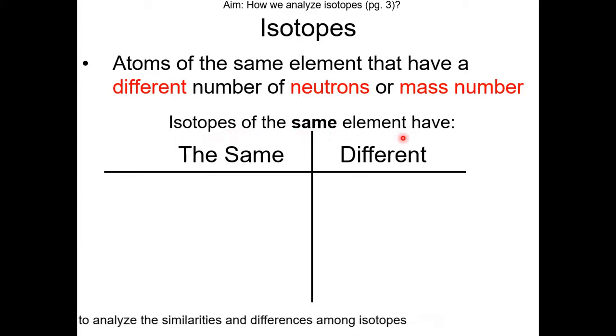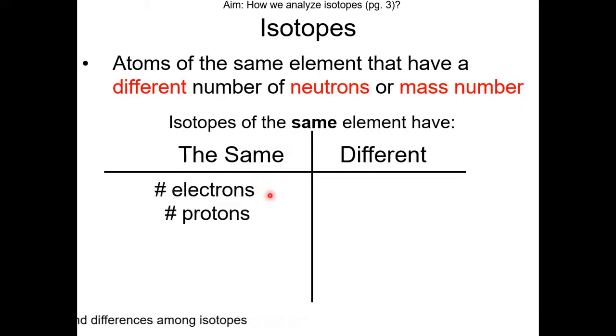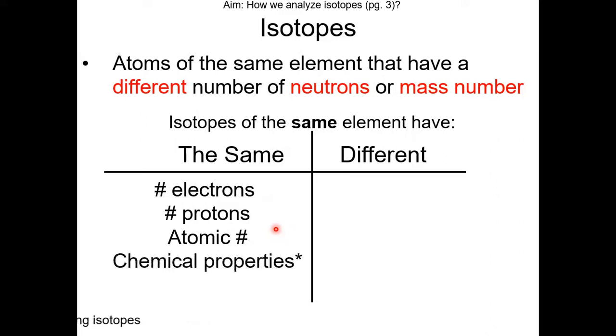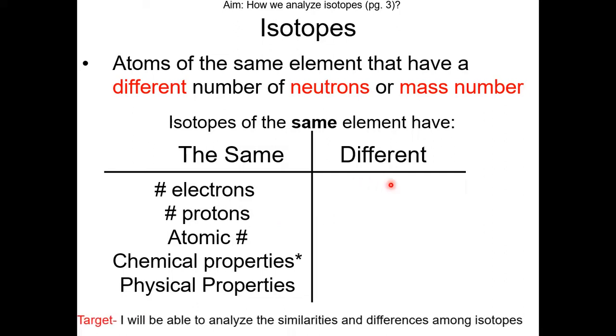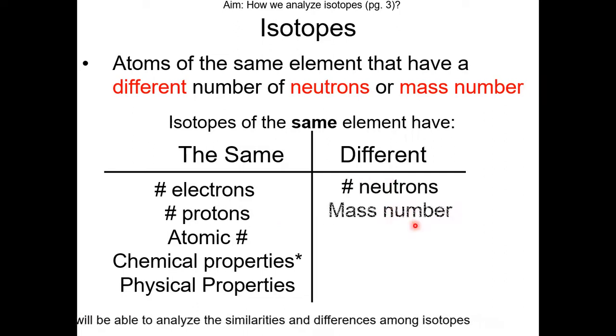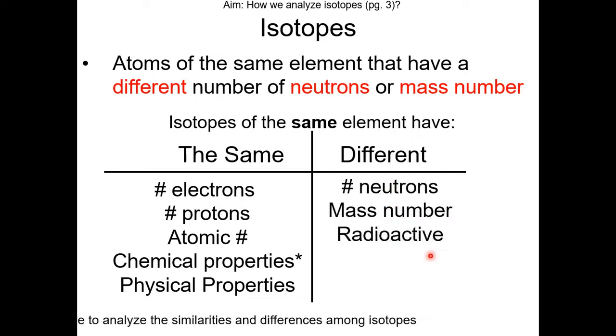Isotopes of the same element can have similarities and differences. Here are the similarities. They have the same number of electrons, the same number of protons, the same atomic number, and some similar chemical and physical properties as well. For differences, they have different numbers of neutrons, different mass numbers, and some isotopes are radioactive.